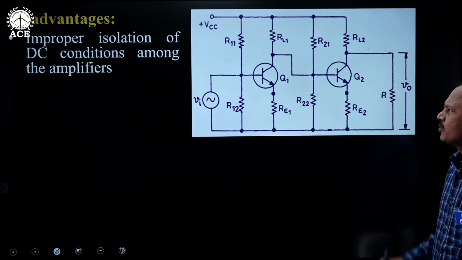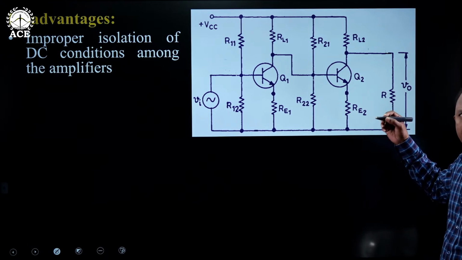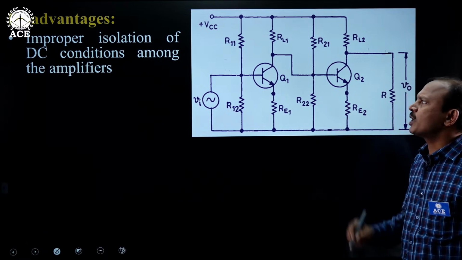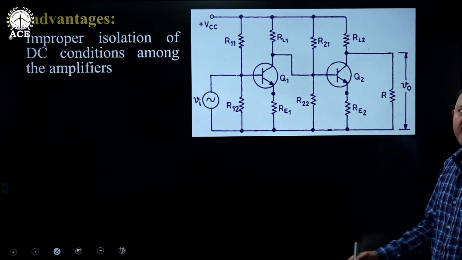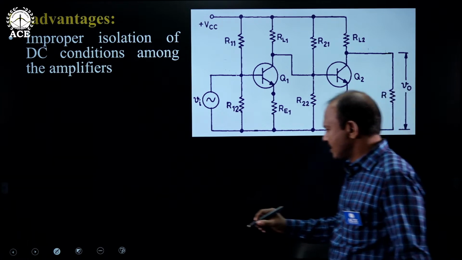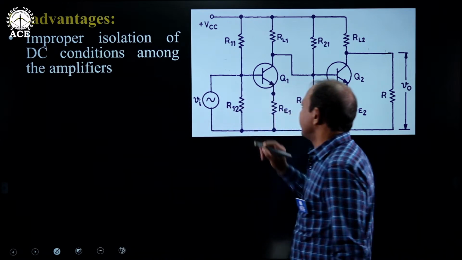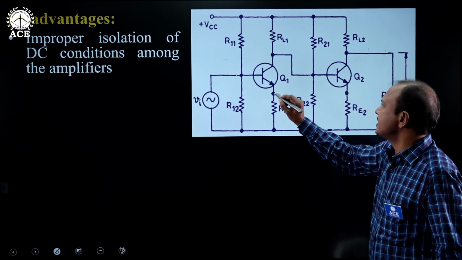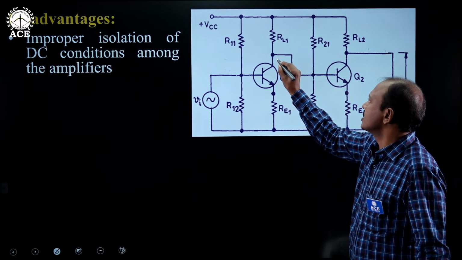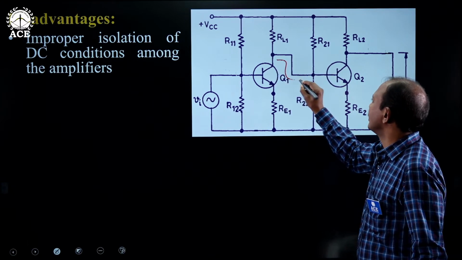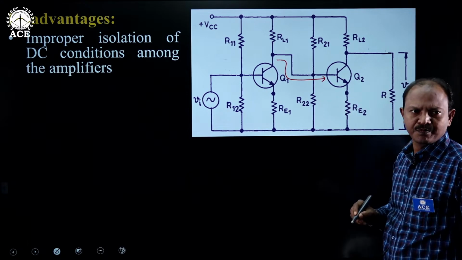The first one, the most important disadvantage of this circuit, is improper isolation of DC conditions among the amplifiers. That is, look at the situation here. Some of the DC output current of the first stage may be entering into the input of the next stage.